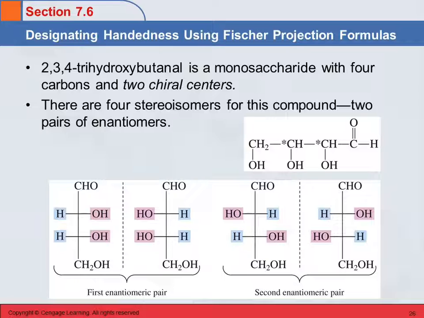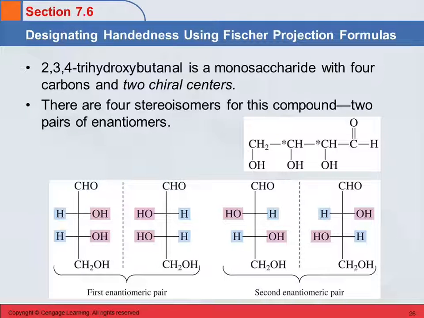Here's another one. This one has 2 chiral centers, 2,3,4-trihydroxybutanal. It's a monosaccharide that has 4 carbons and 2 chiral centers. So here's its more familiar structural form. These 2 carbons each have 4 groups attached to them, and this one has 4 stereoisomers. All 4 of these are stereoisomers. These 2 are enantiomers of each other, because to be an enantiomeric pair, they have to be non-superimposable mirror images. This one is not a mirror image of that one.